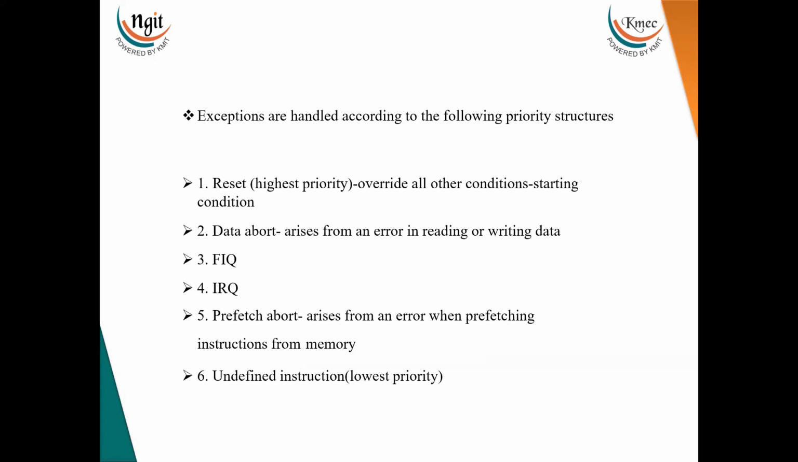Prefetch abort. Now here ARM supports the pipeline mechanism. So when one instruction is being executed, the fetching of the second instruction takes place beforehand. At that time, if any prefetching error occurs, then this exception rises. Now undefined instruction. Every processor has its instruction set. If we use an instruction that does not belong to that instruction set, then the undefined instruction exception rises. This has the lowest priority.